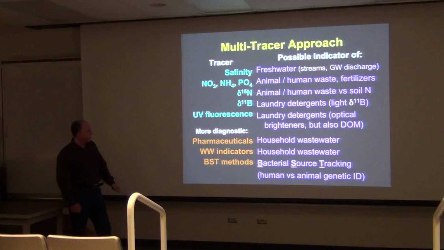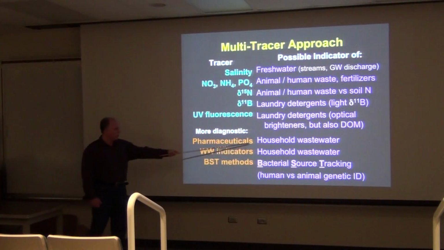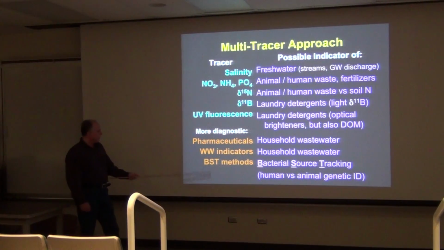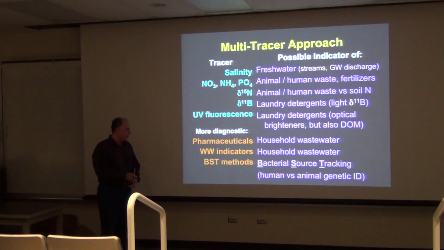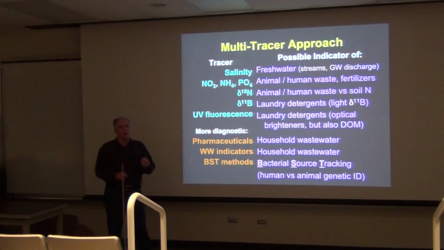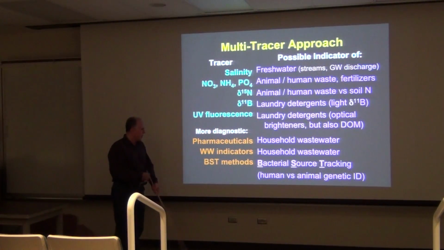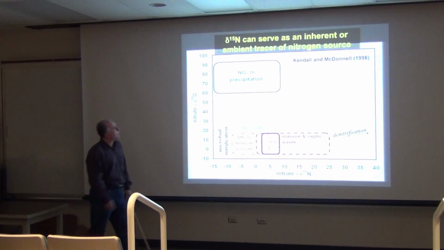A few that are more diagnostic are pharmaceuticals. They'll be a pretty direct indicator of household wastewater. This wastewater indicators analytical schedule I was telling you about, same thing. And then there are what they call bacterial source tracking methods. These are looking at the actual DNA in the bacteria that they collect and discriminating what the source is.